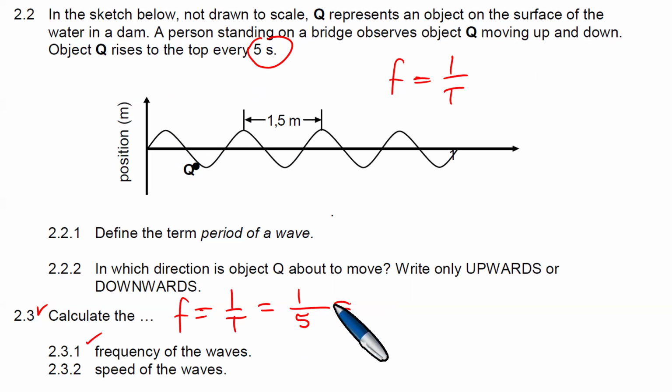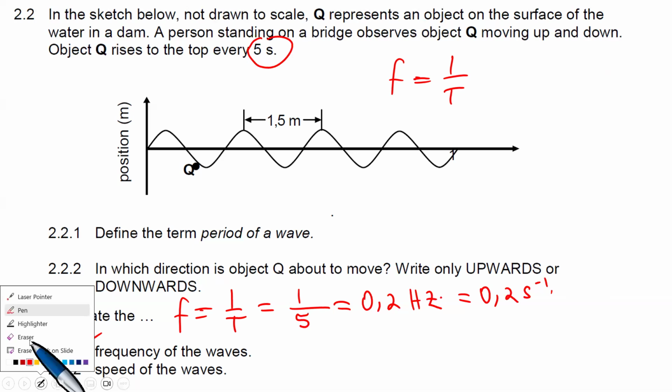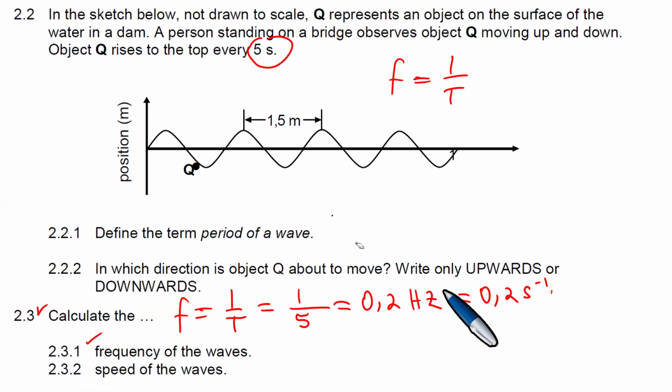So if you divide 1 by 5, you get 0,2 hertz or per second. So you can say 0,2 hertz, you can say 0,2 per second. So that is what we have there. And then you look at 2.3.2.